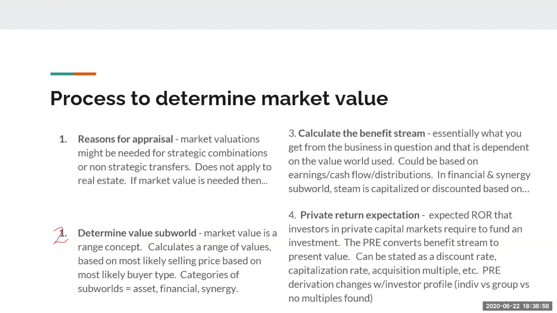Again, this doesn't necessarily apply to real estate or businesses heavily involved in real estate, just because that's based more a little on fair market value. Once we determine if market value is needed and is the right world or approach to go with, then you have to determine basically the value subworld. So it basically comes in 3 categories, which would be asset, financial, and synergy. And these all are a little bit different, but what they do is try to calculate a range of values of where someone who is buying your business might be willing to pay a low price, a high price, or whatnot.